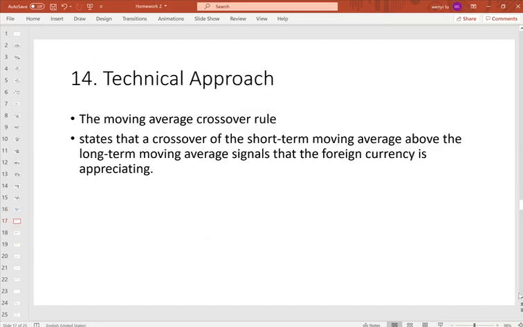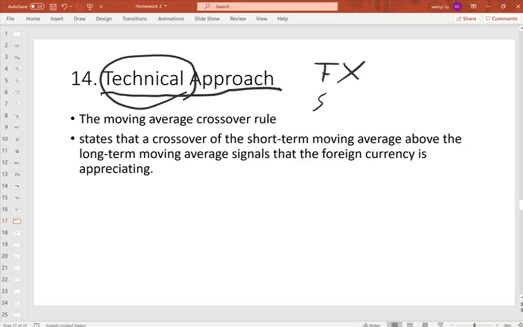In Question 14, we study another approach to studying the exchange rate. It's called the technical approach. Why do I call this one technical? Technical analysis is actually a very popular approach to study financial assets, not just foreign exchange. It's also very useful to study stock prices.